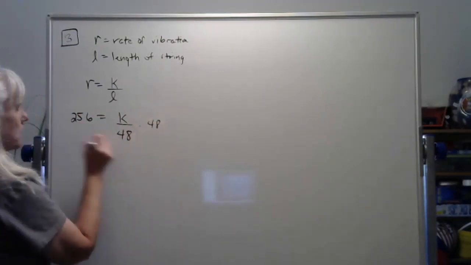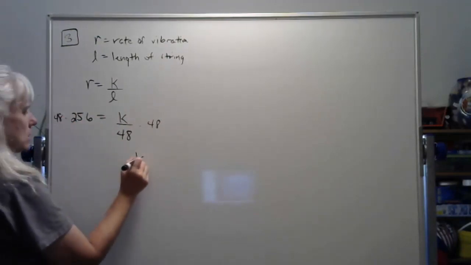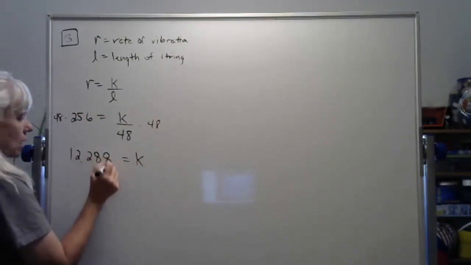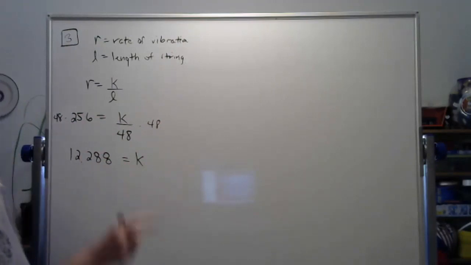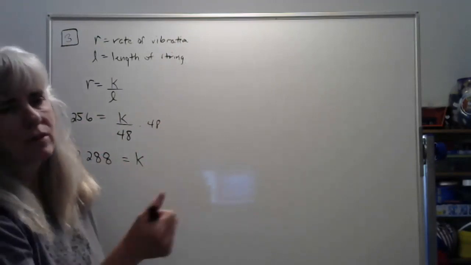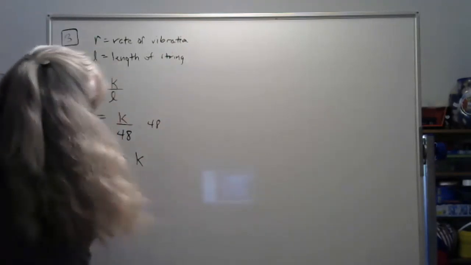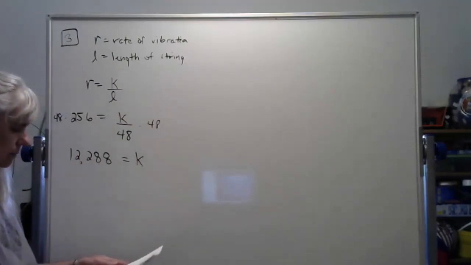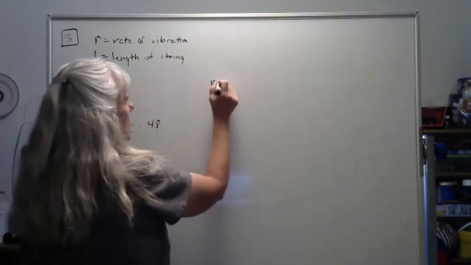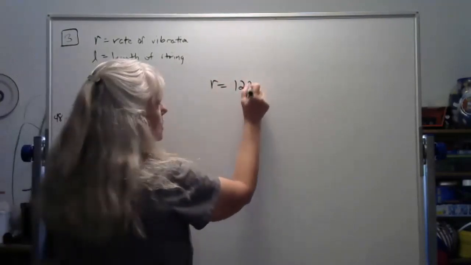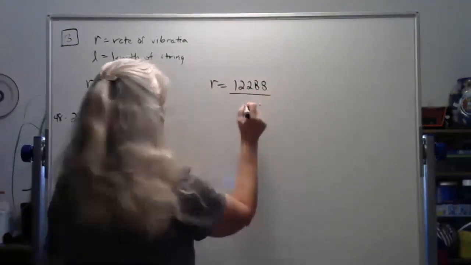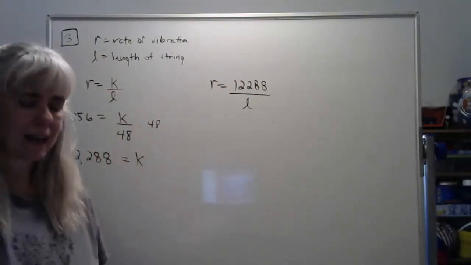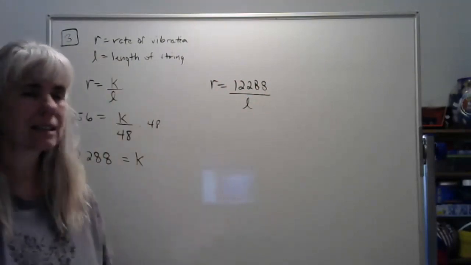So let's just multiply both sides by the 48. And when we do that, we're going to get a fairly large number for K. It comes out to be 12,288. In the mathematical world, we don't care about the units on K. In both physics and chemistry, you do care about the units on K, but for us, we tend to ignore units in mathematics until the end. So that's 12,288. Okay, what we now know is that the rate of vibration is equal to that 12,288 over L. Now this problem has an additional step because it then says, what is the length of a string that vibrates 576 times a second?